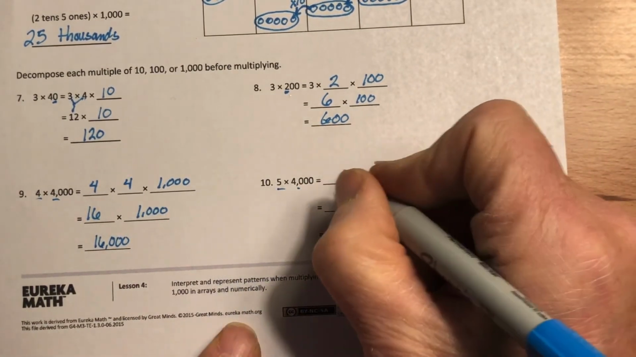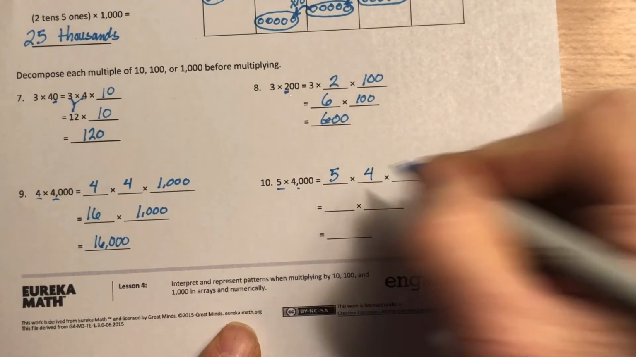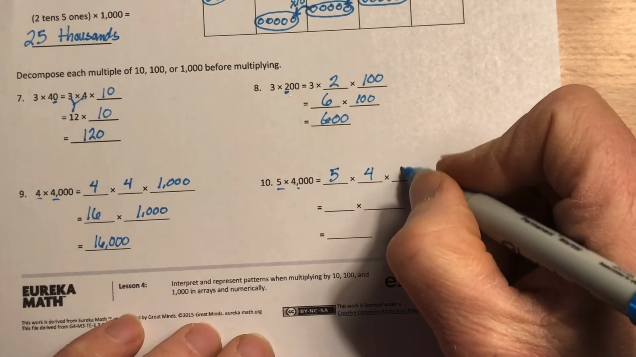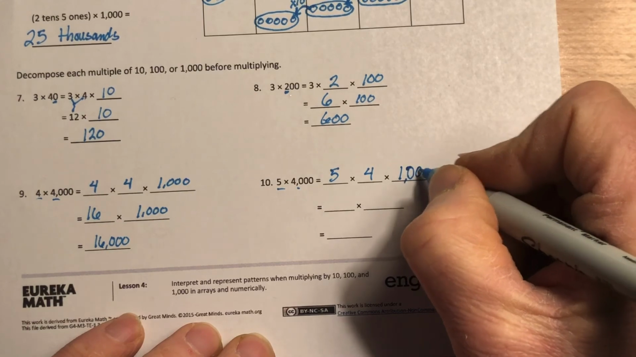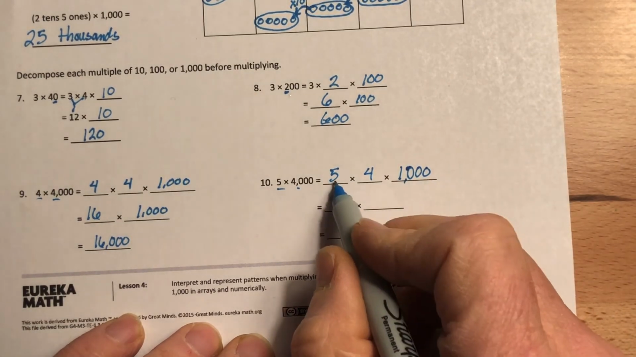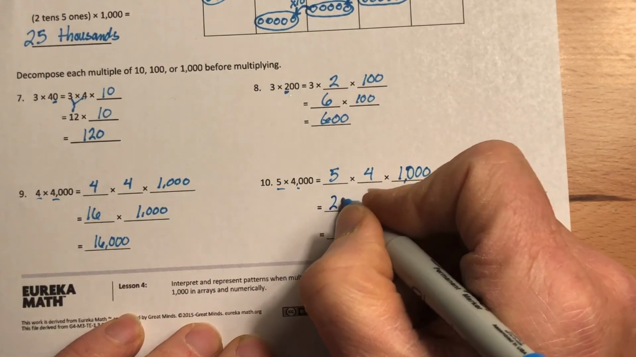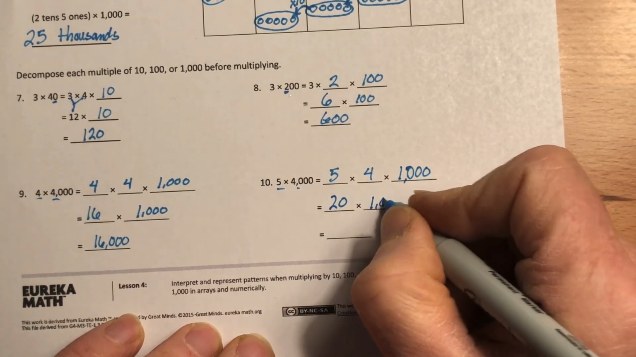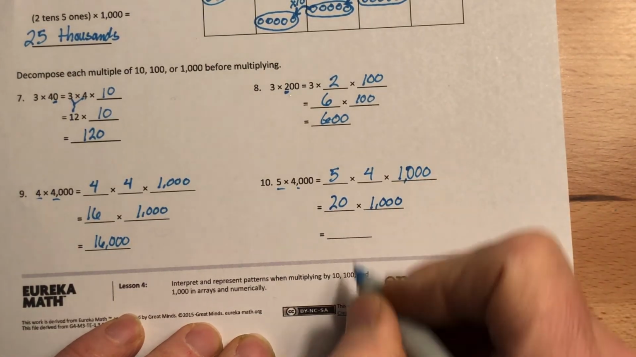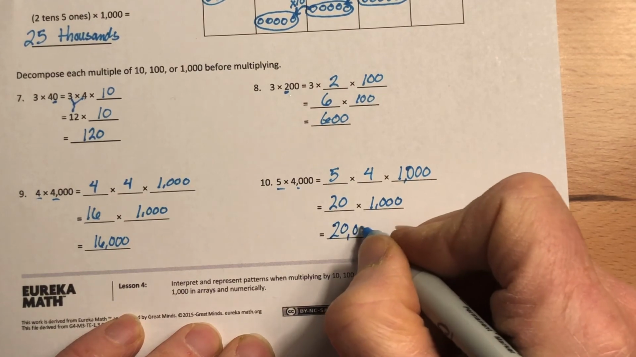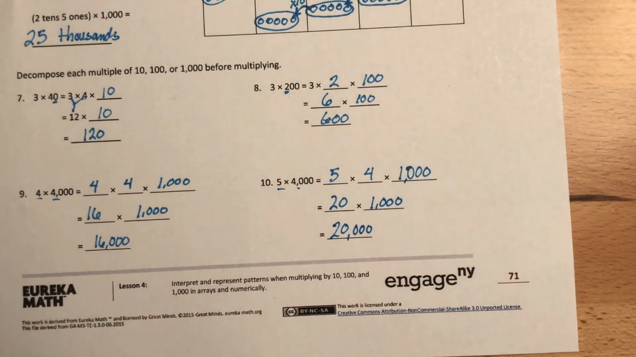And then finally, I got 5 times 4,000. So I'm going to separate those. I like to get those numbers separated, 5 times 4, because that's an easier number for me to do. And we're still dealing with the thousands place here. So the 5 times 4, that's 20 times 1,000. So that is equal to 20,000, okay?